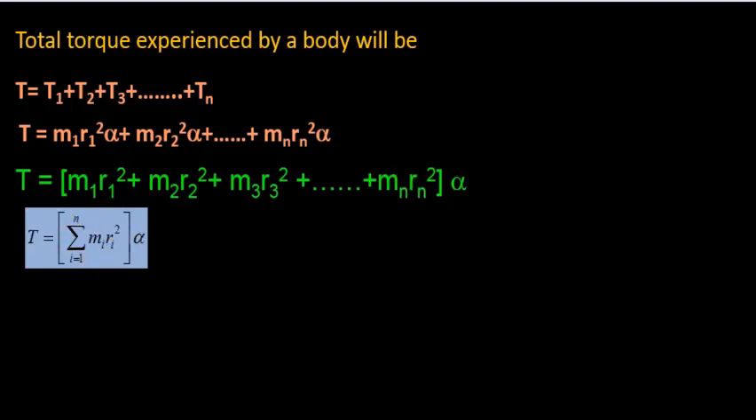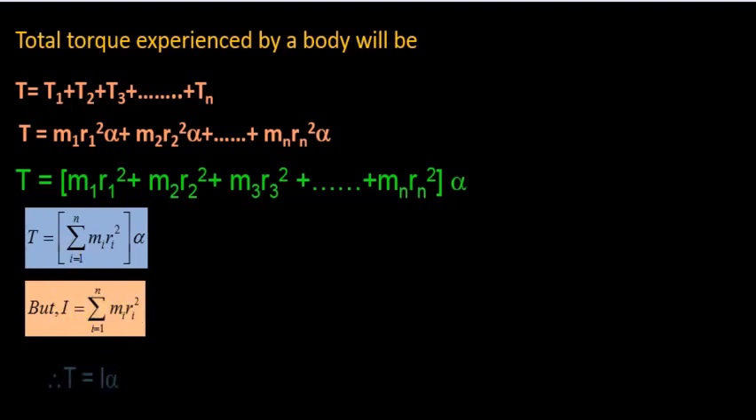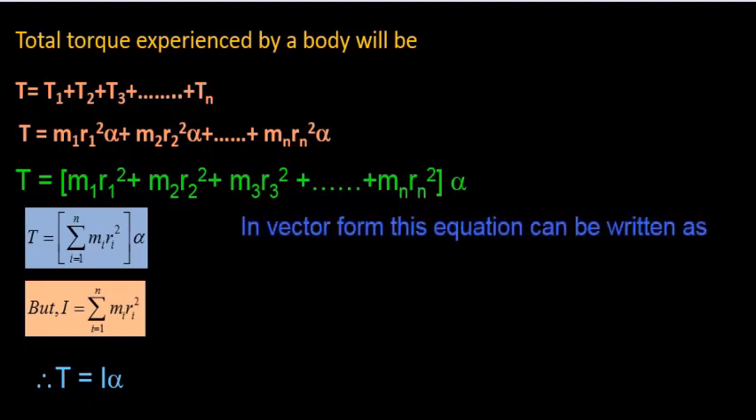Therefore we get finally this sigma mi ri square equal to moment of inertia. If we put this value in this equation, we get torque = I into alpha. So this is the proof of the expression for torque. It is analogous to force equals mass into acceleration. Force produces purely translational motion, while torque produces purely rotational motion.